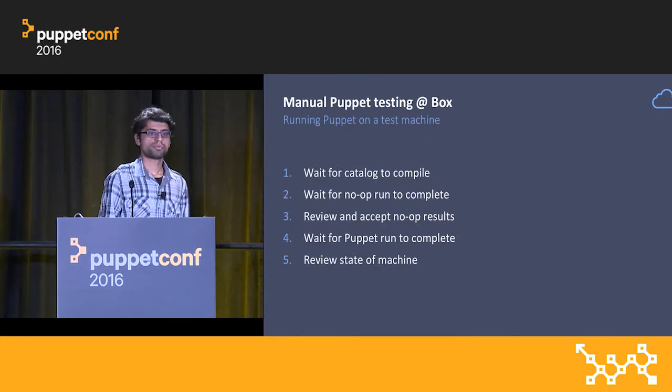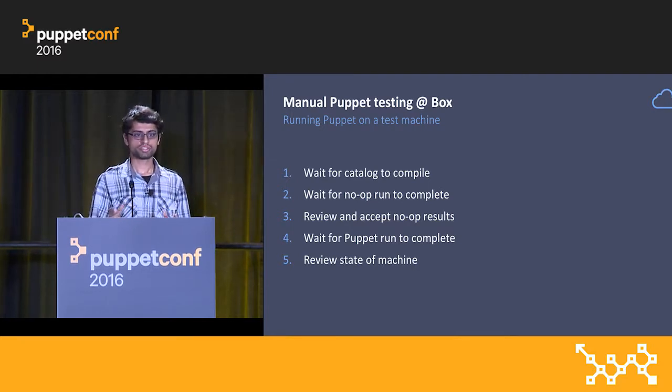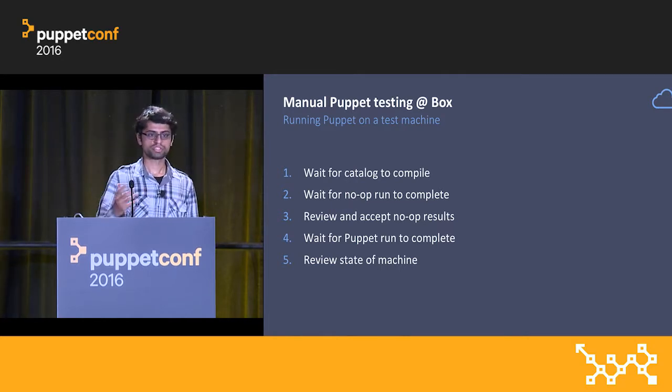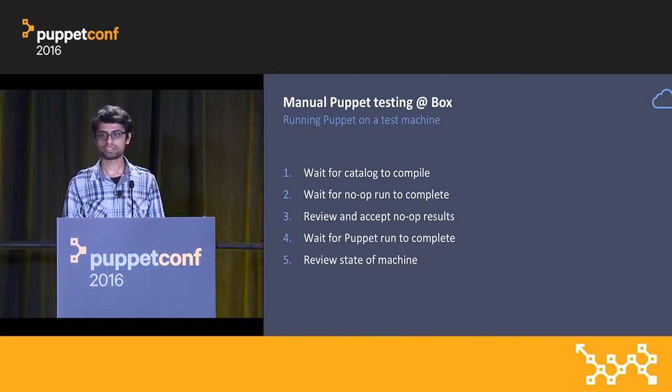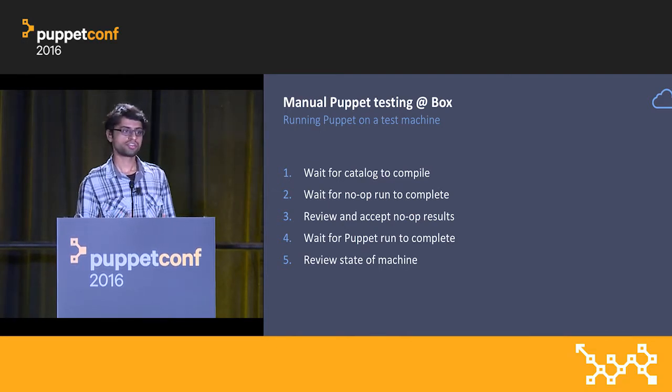I want to talk a little more about that last step on the previous slide. Now, running Puppet is not simply a one-step process. Once you are running Puppet on a test machine, you first have to ensure that the catalog is compiled successfully. This alone can take minutes. After that, initially, you want to run Puppet in no-op mode first.